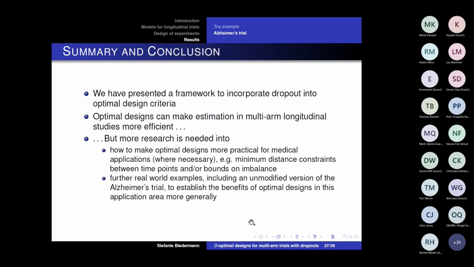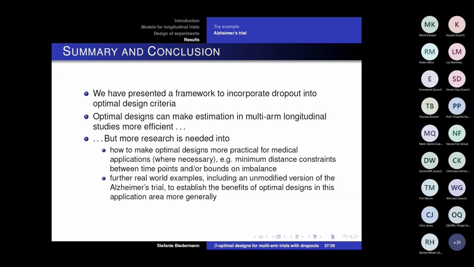Okay, and that's my conclusion already. Here we've presented a framework to incorporate dropout into optimal design criteria. Optimal designs can make estimation in multi-arm longitudinal studies more efficient, but a lot more work is needed on how to make optimal designs more practical for medical applications.